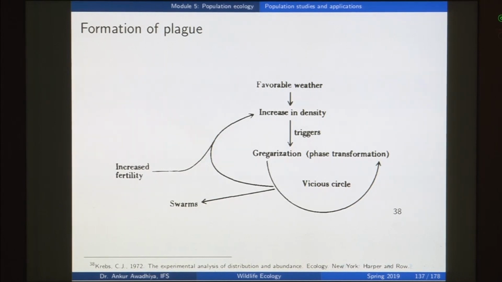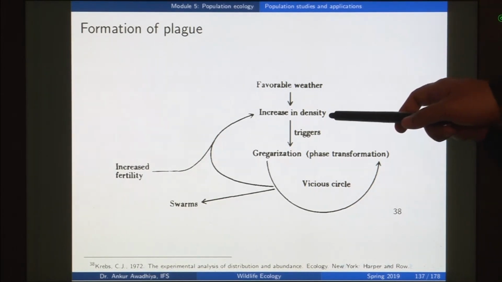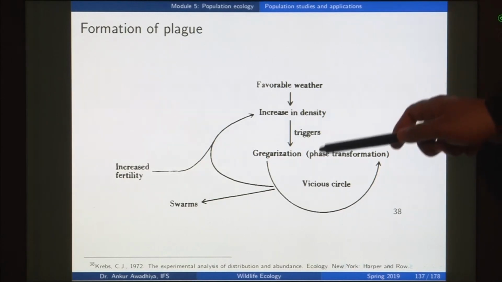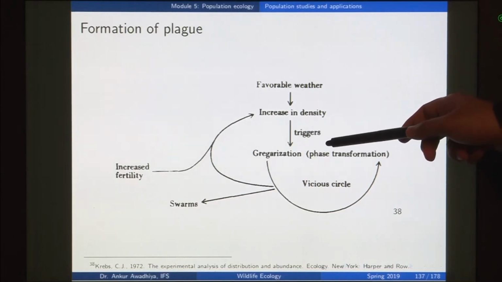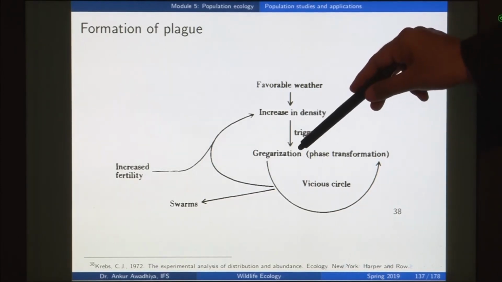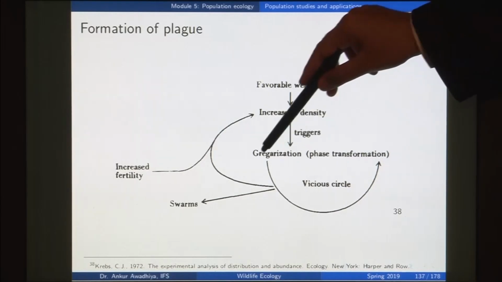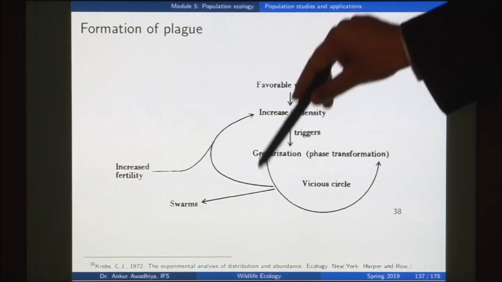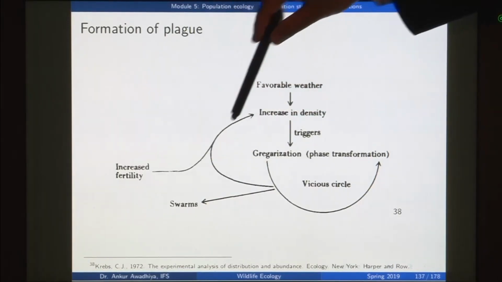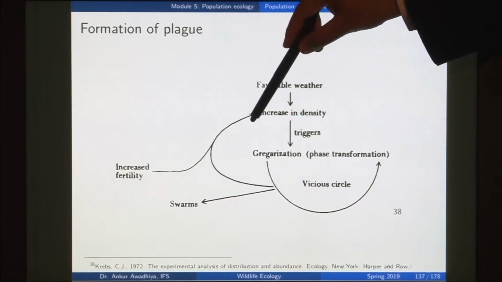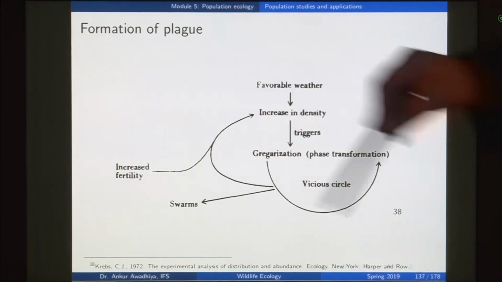So then we come to this particular model. You have a favorable weather which increases the density, which further triggers the gregarization phase. So the solitary locusts are converting into gregarious locusts. Once that happens, you have a vicious cycle in which gregariousness increases gregariousness even further. It leads to increased fertility, an even greater increase in density, and it forms swarms and goes out.